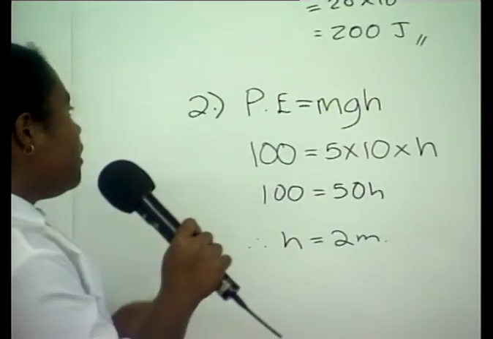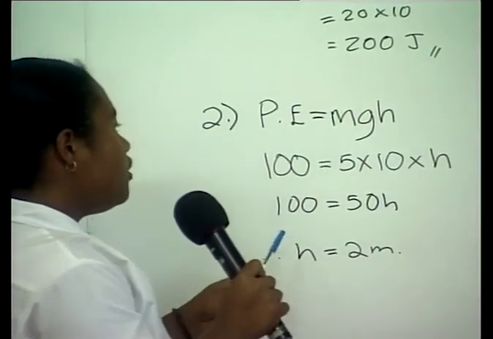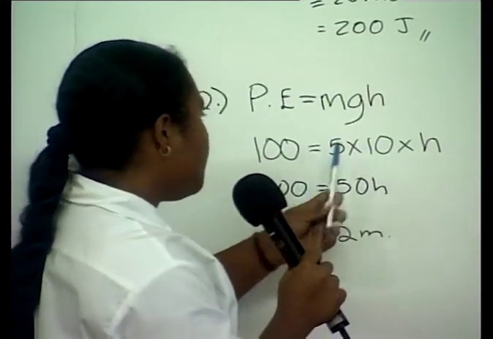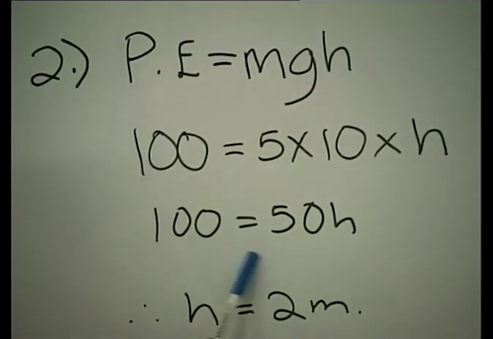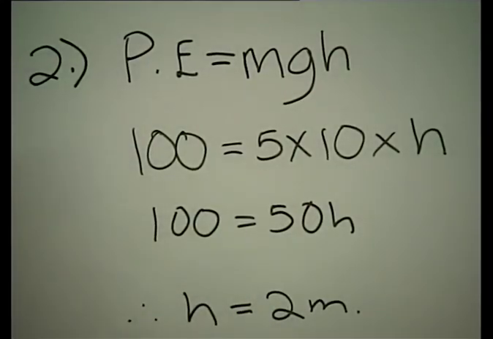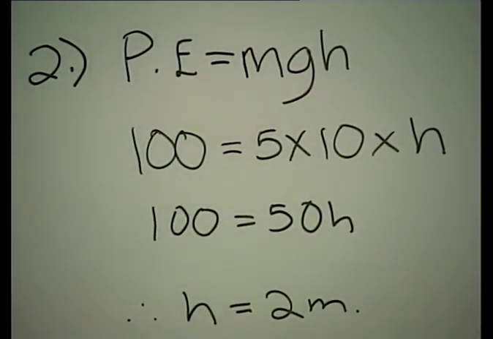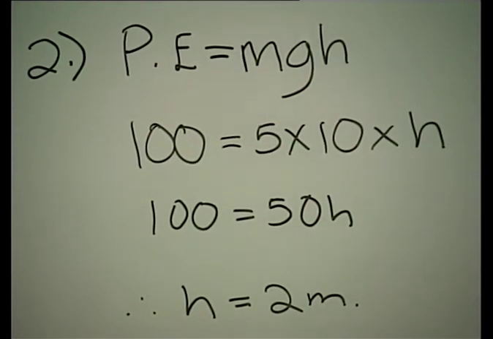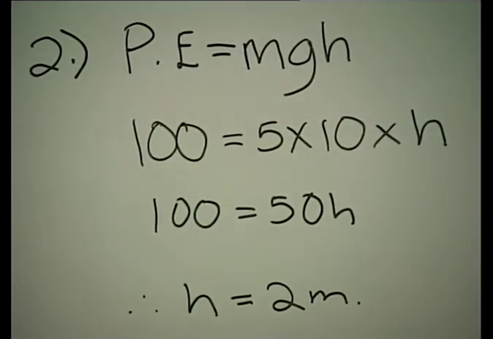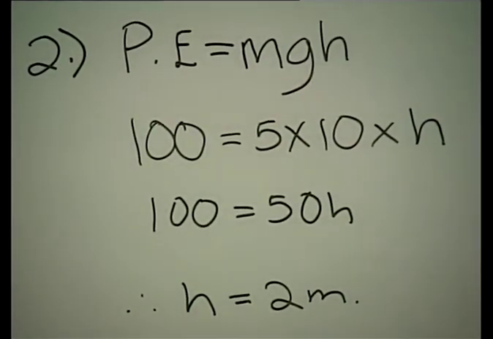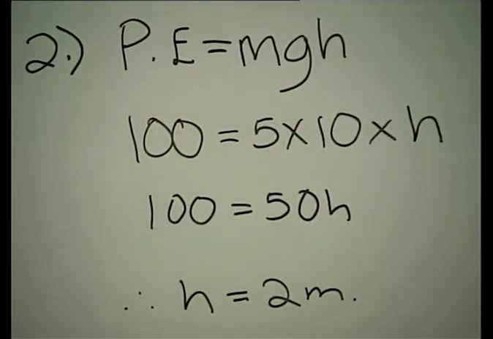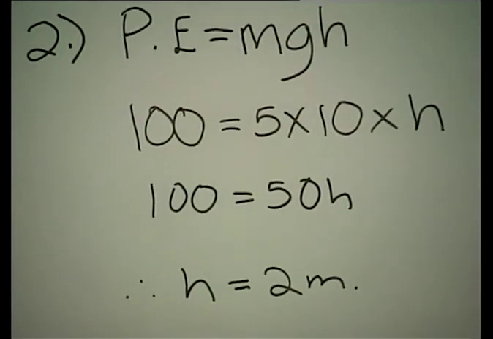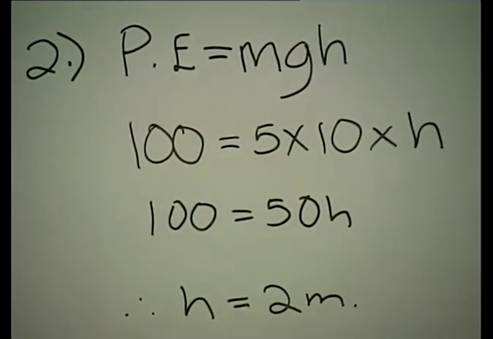Since we know the potential energy is equal to mgh, which is the mass times the gravitational force, which is 10, you got 100 equals 50h, and height is equal to 2 meters. Okay, again, for question number 2, if we have 2 meters, hands up if we have 2 meters. Okay, that is correct. 2 meters is the answer to question number 2.